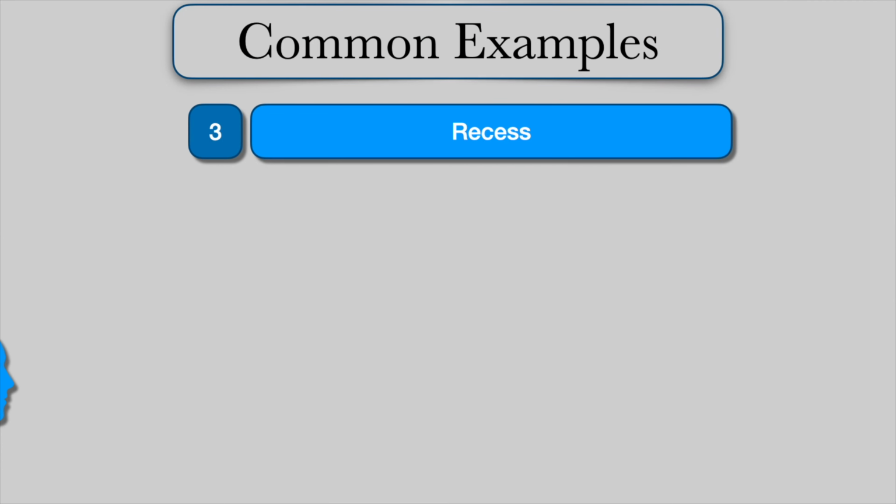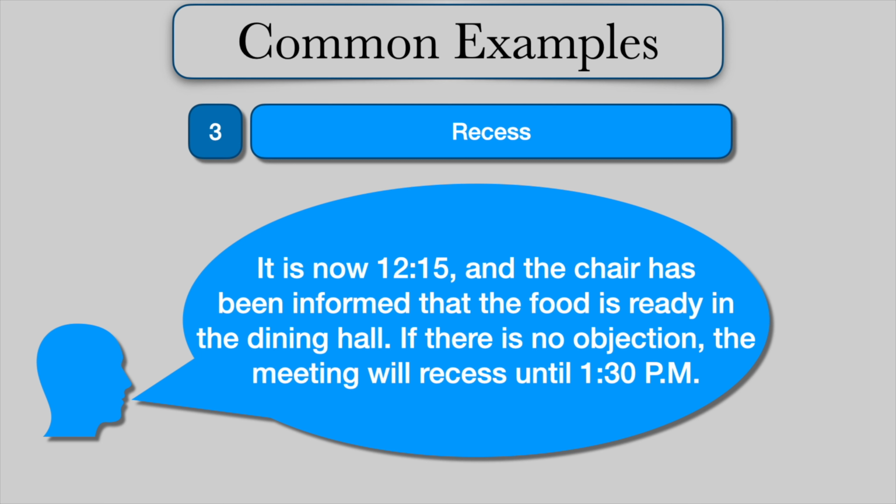Another common example where unanimous consent is used is recess, where the chair might say, "It is now 12:15, and the chair has been informed that the food is ready in the dining hall. If there is no objection, the meeting will recess until 1:30 p.m." There are generally no objections when lunch is involved. That has been my experience anyway.